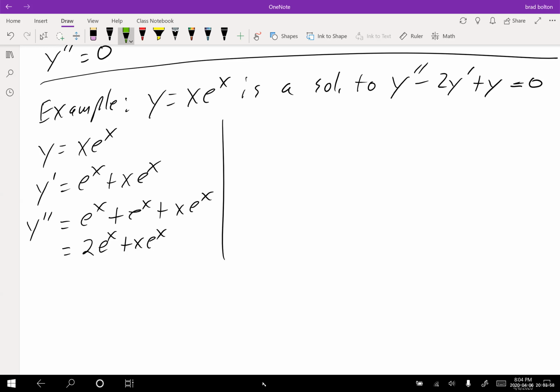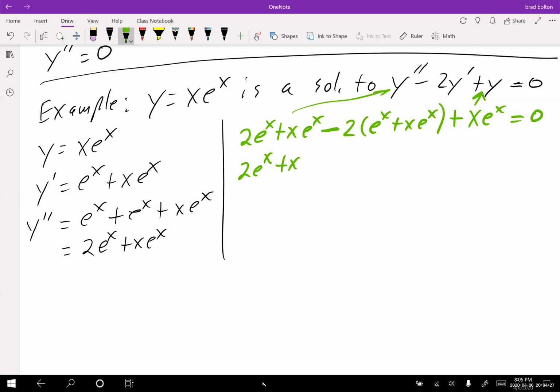So y double prime is 2e to the x plus x e to the x, that's this guy right here, minus 2 times y prime, but that's e to the x plus x e to the x, right? Plus y, but y is x e to the x, that's this guy right here, and all of that should be 0. So now let's clean this up. 2e to the x minus 2e to the x minus 2x e to the x plus x e to the x equals 0.